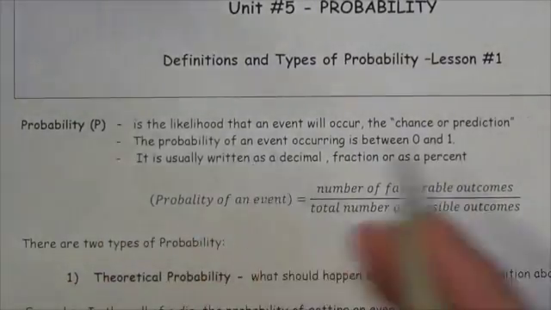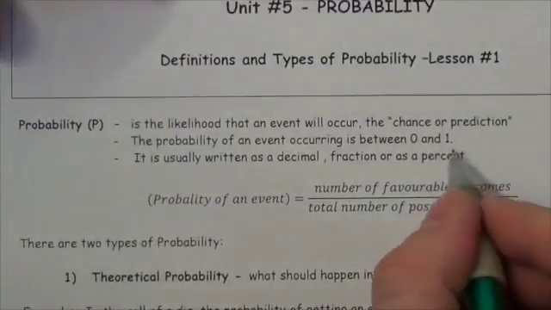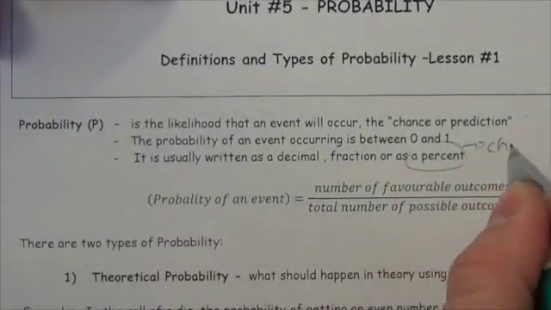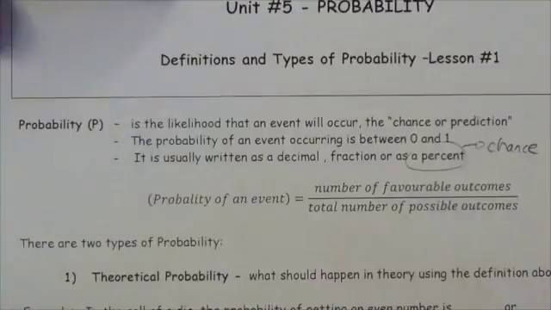We usually write it as a decimal or as a fraction. When you write it as a percent, usually we call that chance. The chance that something will happen is the percentage when probability is written as a percentage.